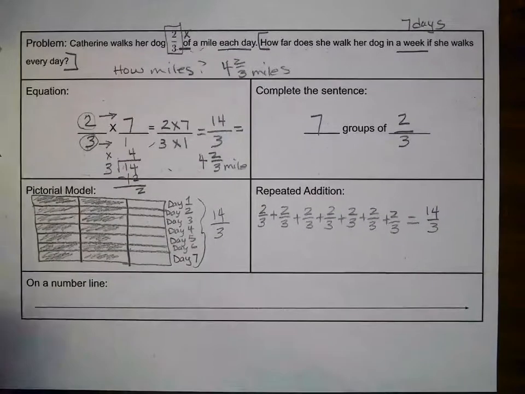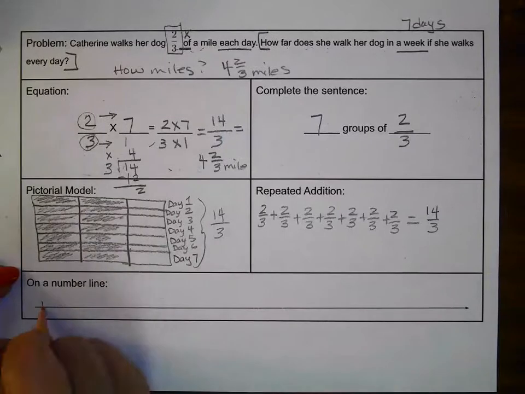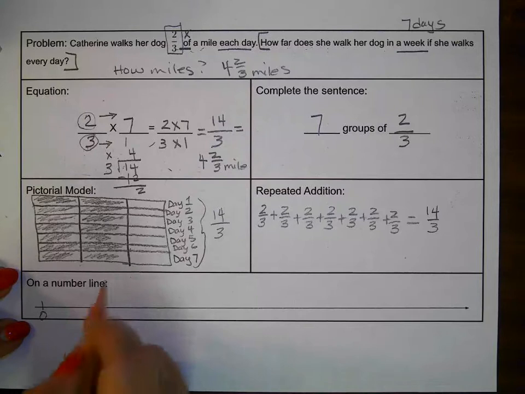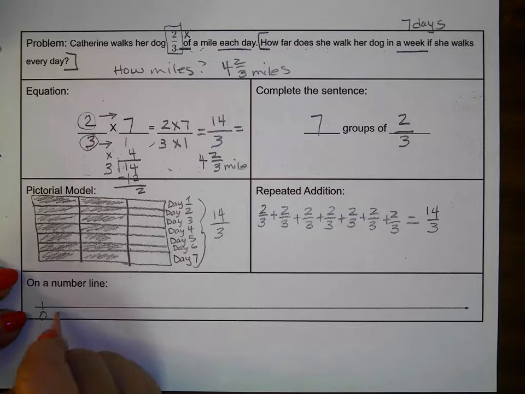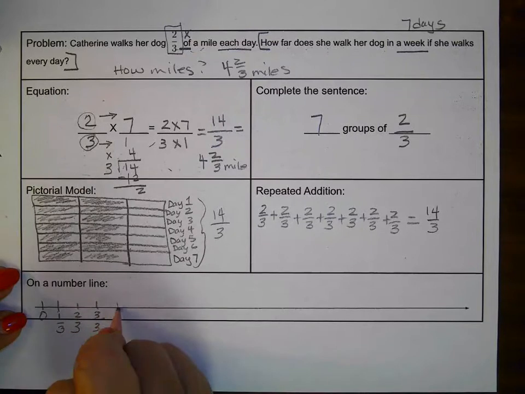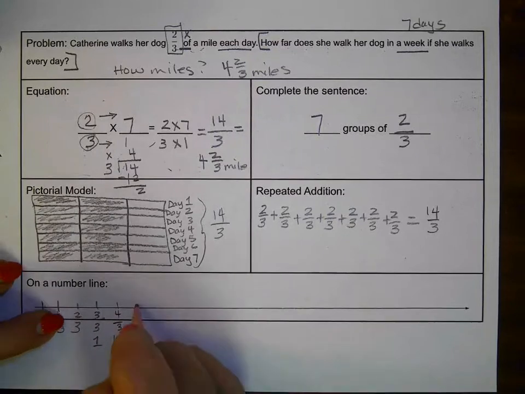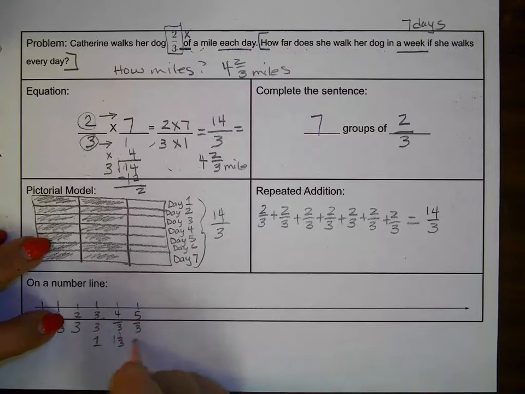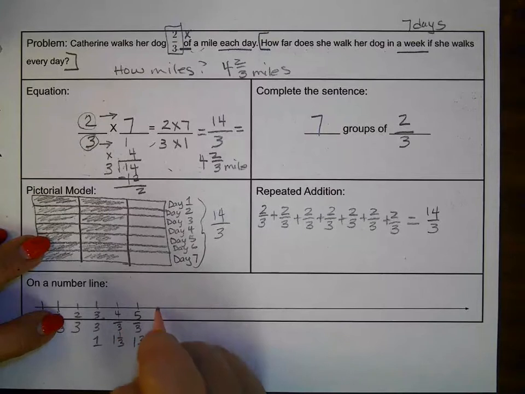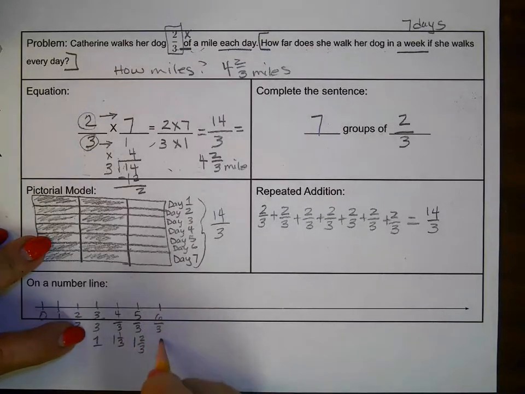To put that on a number line, I'm simply going to be skip counting as well. So it's 0. I'll just do 1/3, 2/3, 3/3, which is 1 whole, 4/3, which is 1 1/3, 5/3, which is 1 2/3, 6/3, which is 2 wholes.